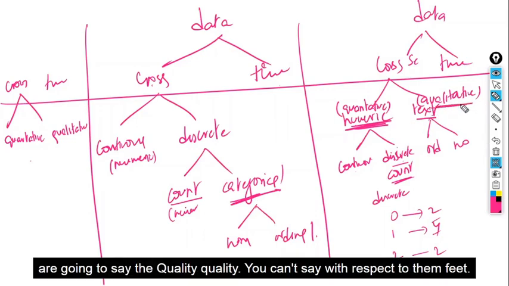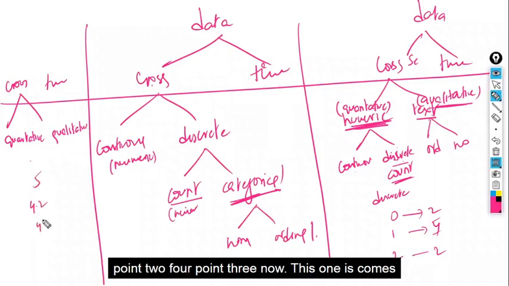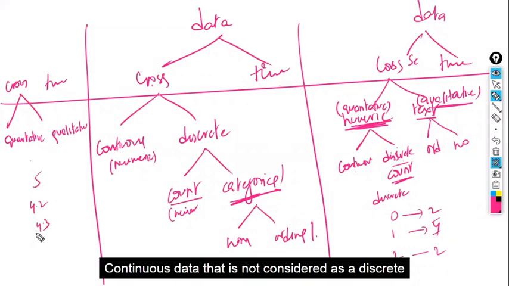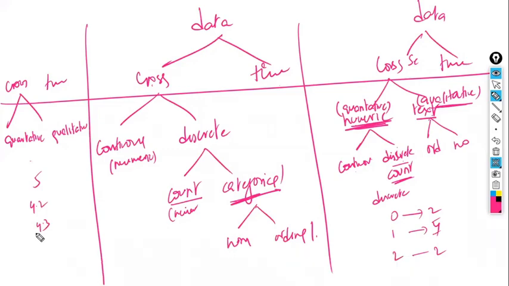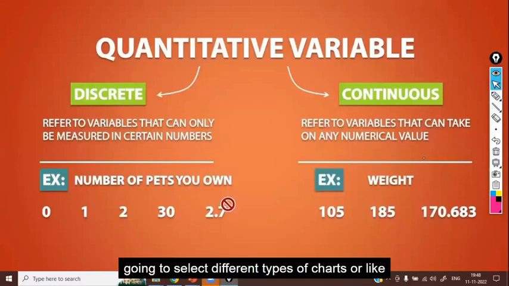Okay. So anything is the same only. For qualitative, they are going to say quality. Quality we can't say with respect to feedback. For example, you are saying the feedback out of 5 is 4.2, 4.3. Now this one comes under continuous data. That is not considered a discrete data. Now, for different types of data, we are going to select different types of charts.